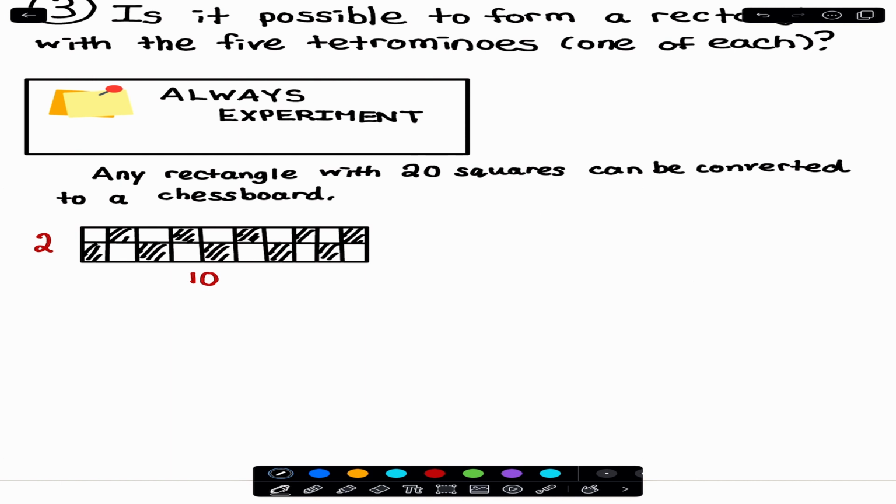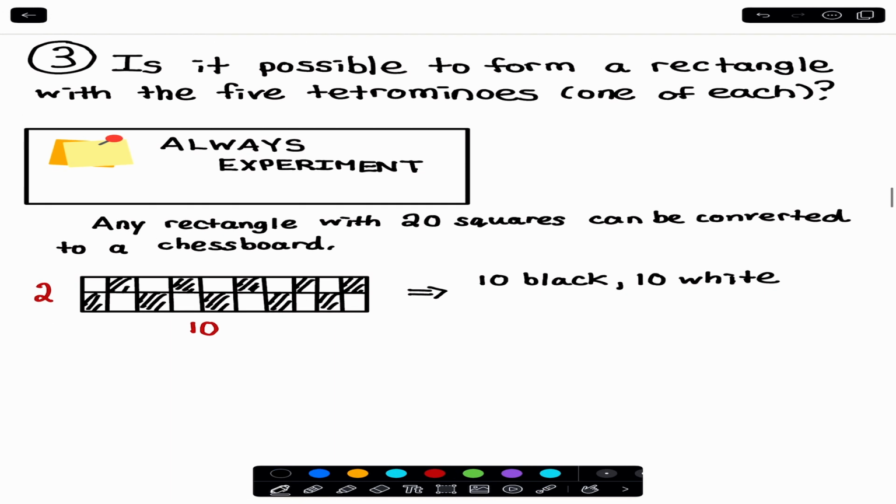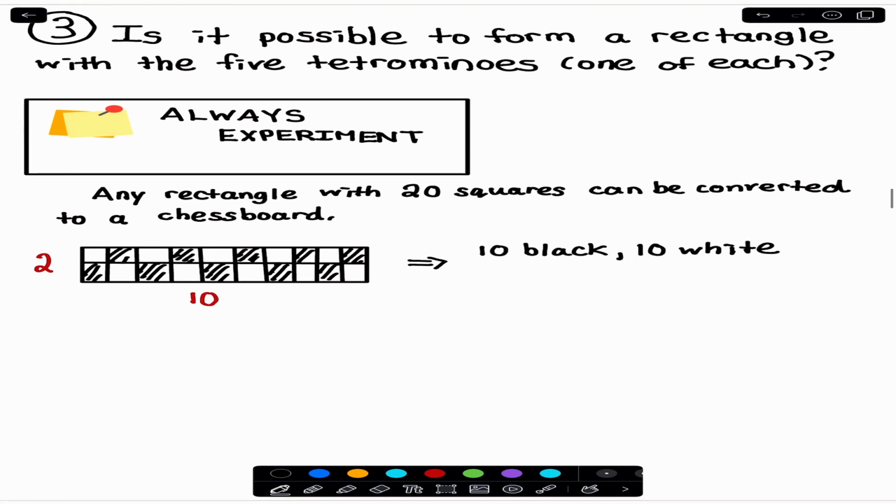And the beautiful thing about this is that this means that we have 10 black squares and 10 white squares. And this works for any rectangle, even if it was a 4x5 rectangle. If you color it like a chessboard, you're going to have 10 black squares and 10 white squares. And I encourage you to try and do that on your own as well.